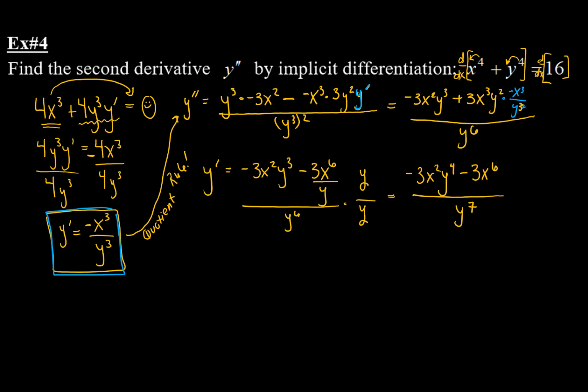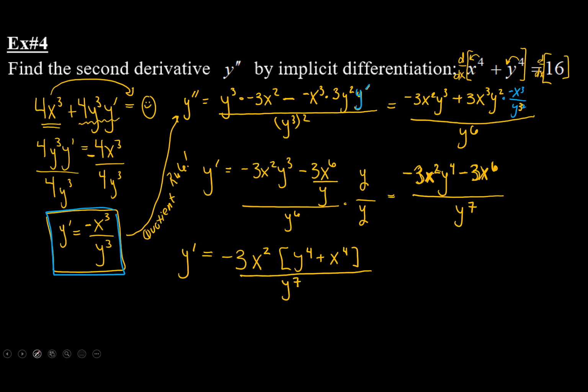And then, oh my gosh, look at what's going to happen. You may not see it, but see these guys? I've got these negative 3's right here. I'm going to factor that negative 3 out. And then next, I've got an x squared and an x to the 6th. So I can factor an x squared out. And what I'm going to have left when I do that is, from the first term, y to the 4 plus x to the 4. And then that y to the 7 in the denominator just stays as is.